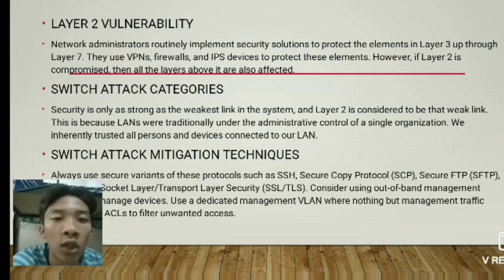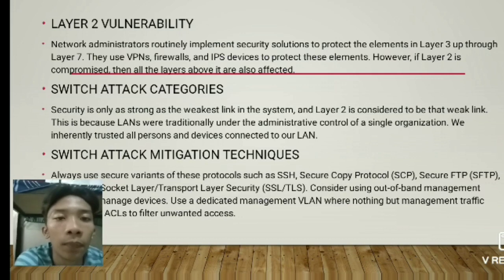Switch attack mitigation techniques. Use secure protocols such as SSH, SCP, or SFTP, which is a layer of transport security. Consider out-of-band management devices.